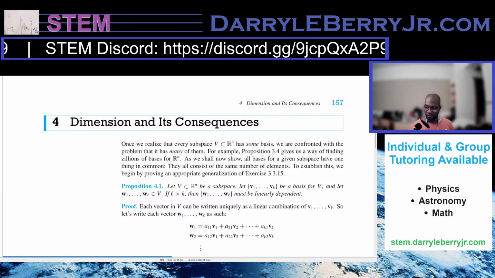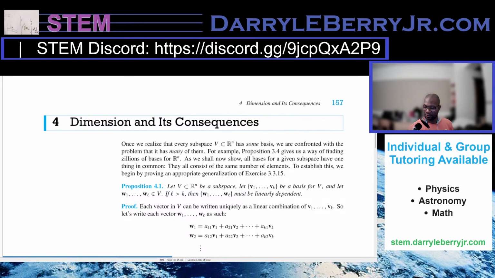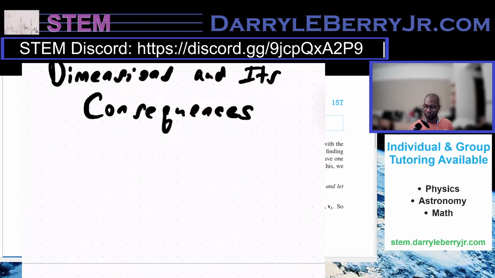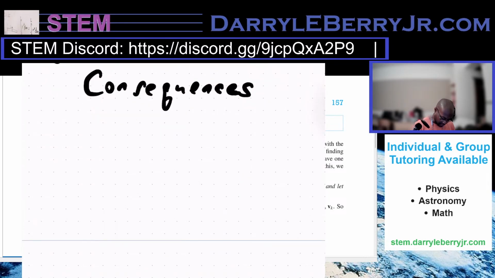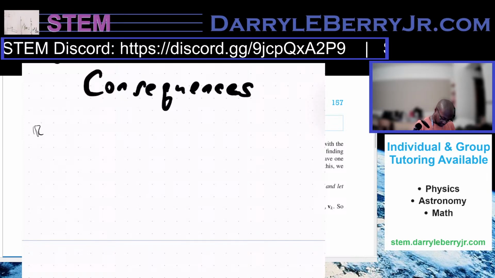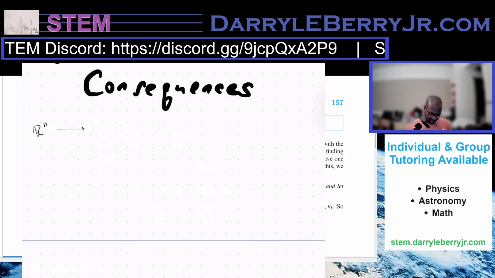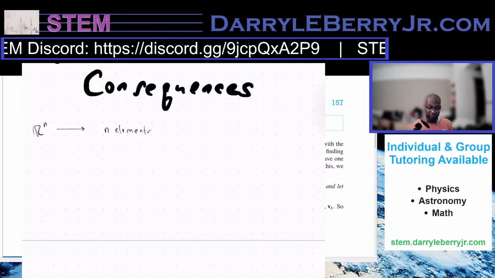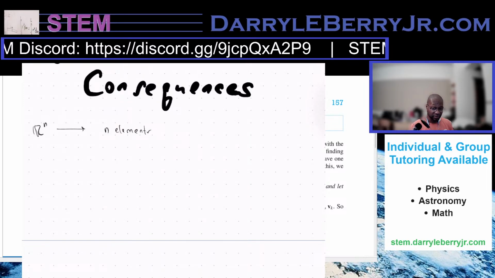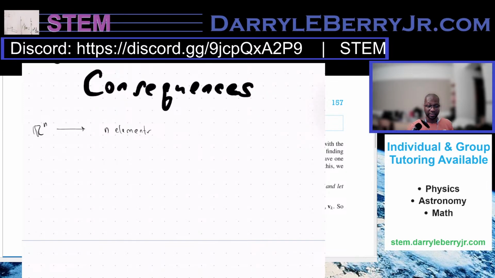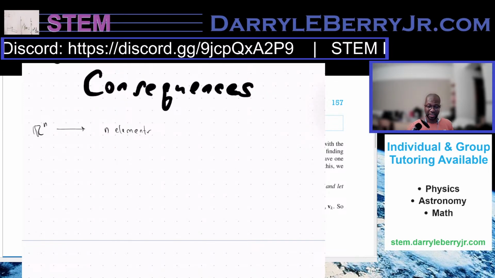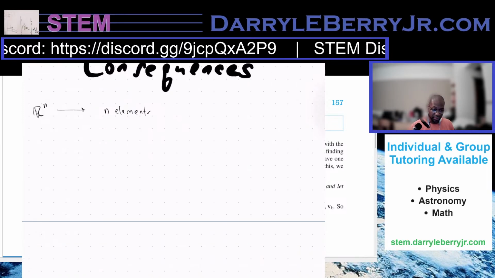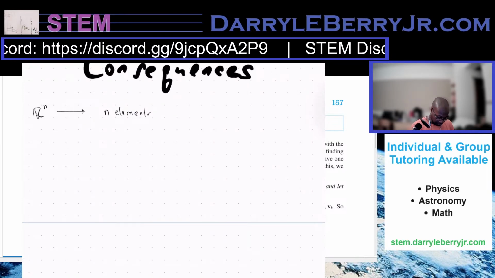Right? So it's saying that whatever the subspace is, if it's an Rn, then every basis will have n elements to span that space, which makes sense. To establish this, we begin by proving an appropriate generalization of exercise 3.315. So this is proposition 4.1.